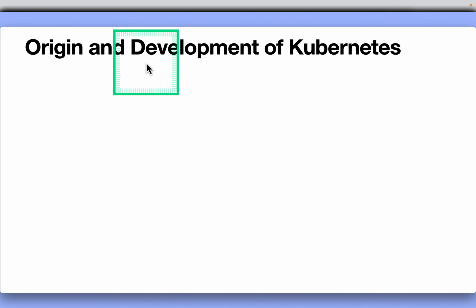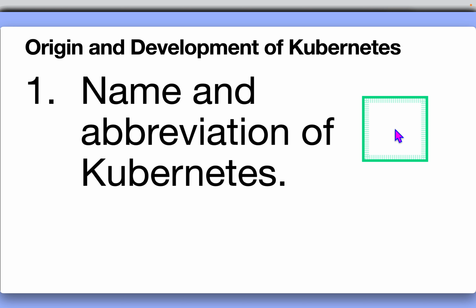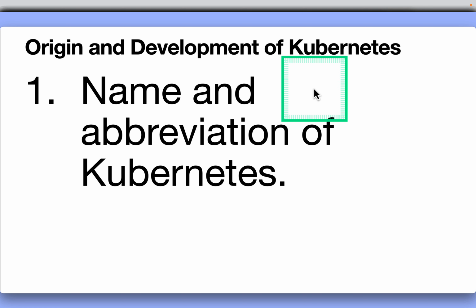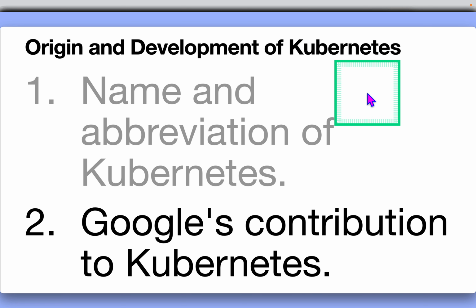Origin and development of Kubernetes. The term Kubernetes stems from Greek, translating to helmsman or a pilot. The abbreviation K8s comes from counting the 8 characters between K and S. So in some places we use K8s because there are 8 letters in between K and S.